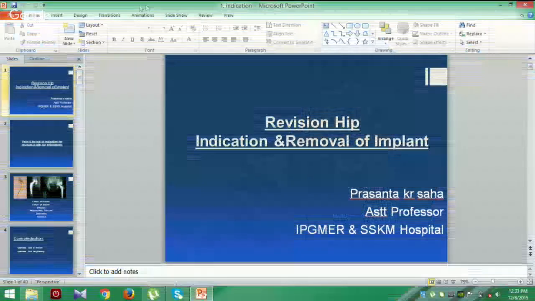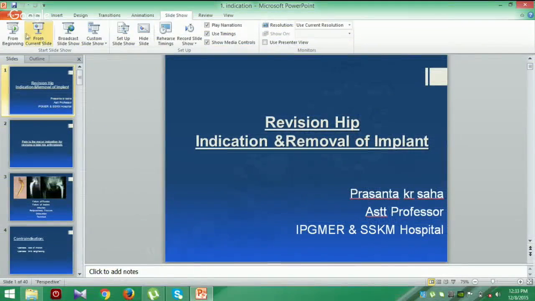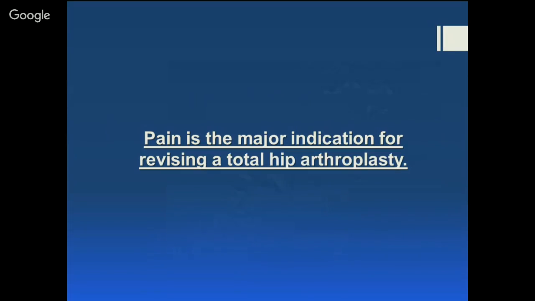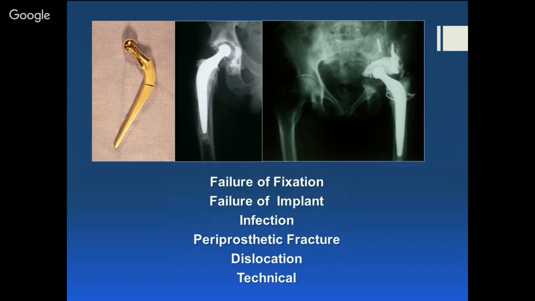I have been told that I have to speak about revision hip arthroplasty. So why do we revise the hip? Pain is the major indication for revision hip arthroplasty. Now, why is there pain? It may be a failure of fixation, a failure of the implant, an infection, a periprosthetic fracture, or due to dislocation and technical factors.